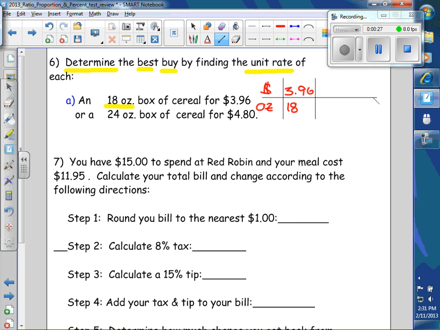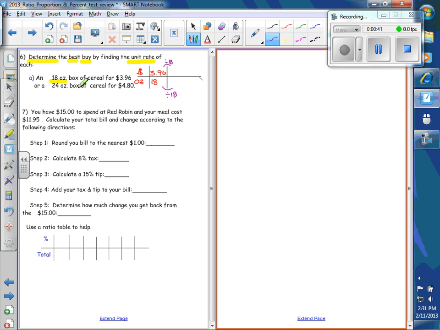And to do unit rates, this is a good place to use long division practice. You're dividing by 18, here and here. Since I don't have an edge of my paper, I'm going to bring in a second sheet so you can see my division. So I'm going to take 18 and divide it into 396. Remember to move your decimal up. And then remember 18 doesn't go into 3, so we put a 0.